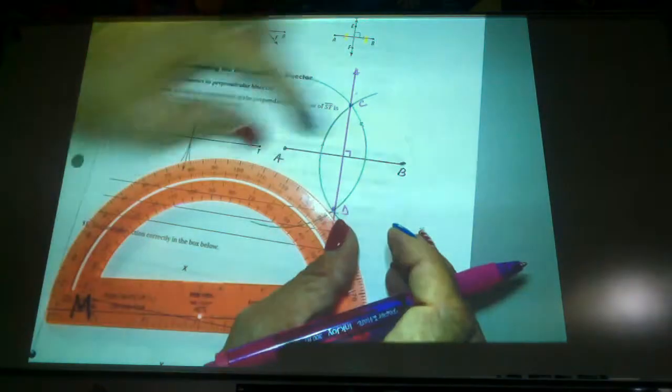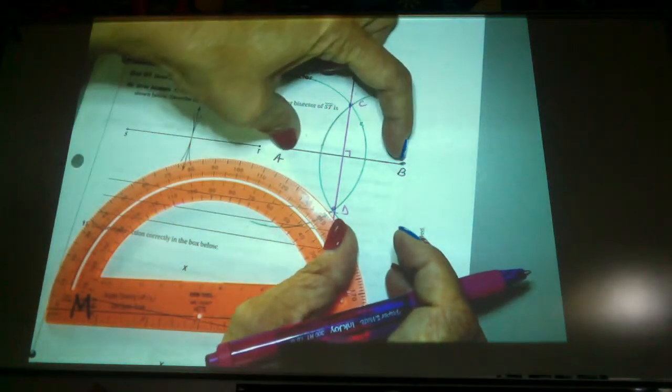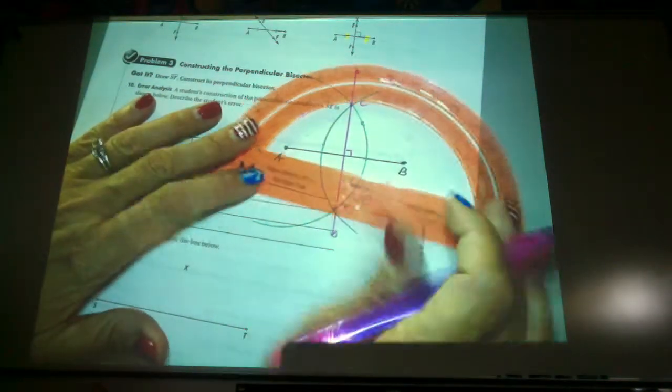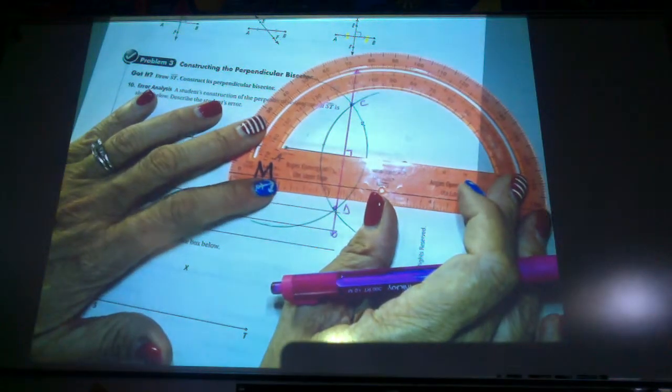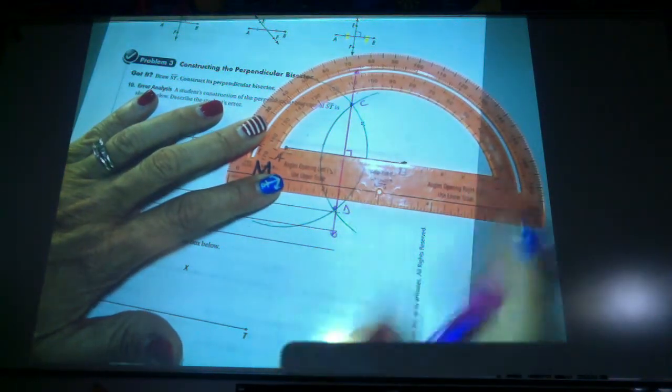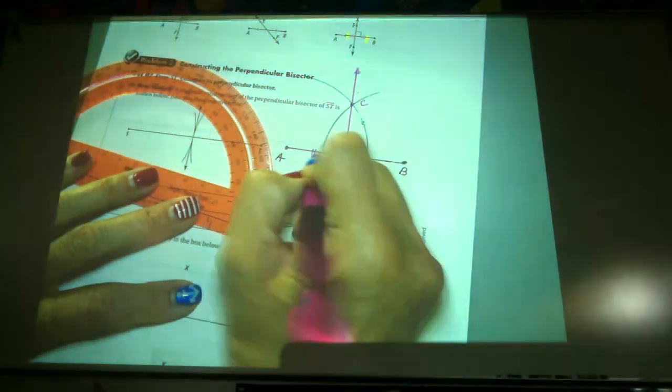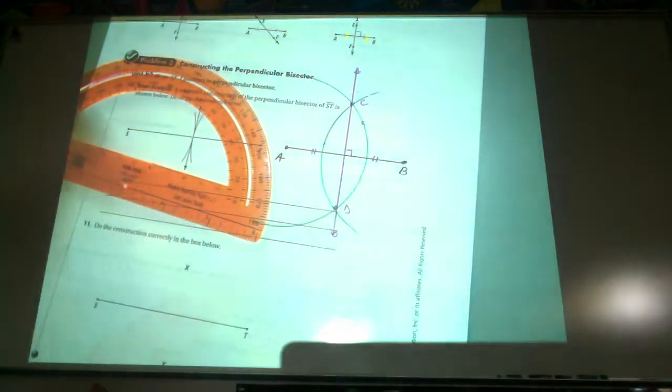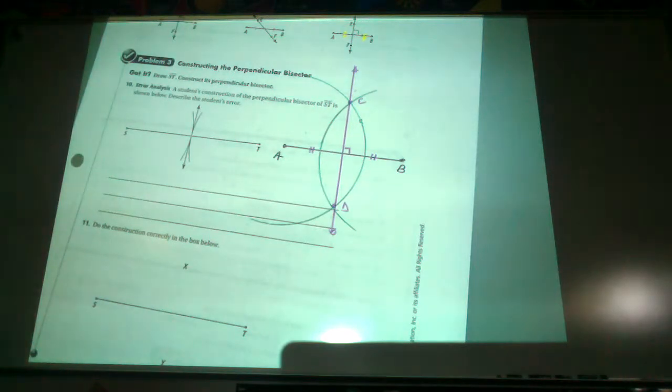But then we need to check to see if this was bisected. Remember, the original line was 6 centimeters. So the distance from A to the perpendicular bisector should be 3 centimeters, and indeed it is. So that means that this side is congruent to this side. So that one's a pretty easy one to make.